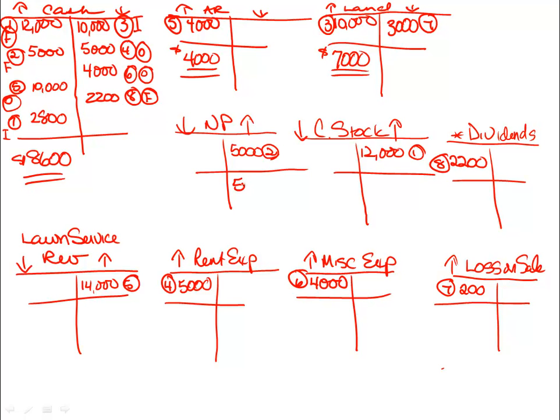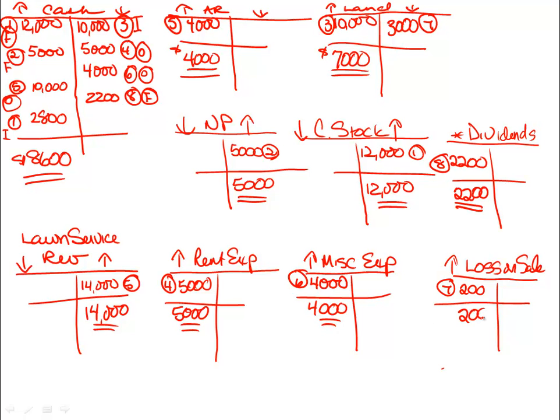Notes payable has only one, which is a credit of $5,000. So like all good liabilities, it has a credit balance. Common stock has a credit balance of $12,000. Dividends has a debit balance of $2,200. Lawn service revenue has a credit balance of $14,000. Rent expense, $5,000. Miscellaneous expense, $4,000 debit, and loss, $200 debit.